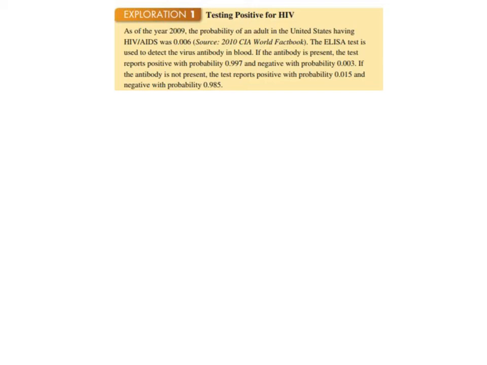There's a test known as the ELISA test, which is used to detect the virus antibody in blood. If the antibody is present, the test reports positive with a probability of 99.7%, and gives a false negative with a probability of 0.3%. If the antibody is not present, it reports a false positive with a probability of 1.5%, and negative with a probability of 98.5%. Sounds pretty good, right? Let's do a tree diagram for this.